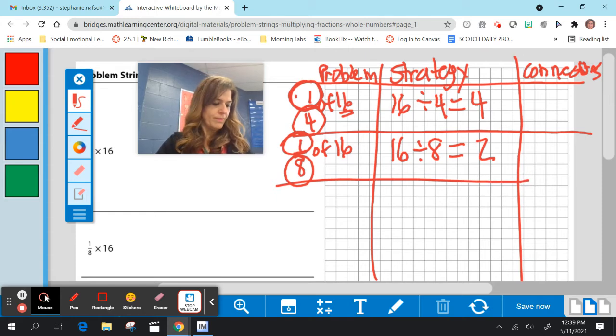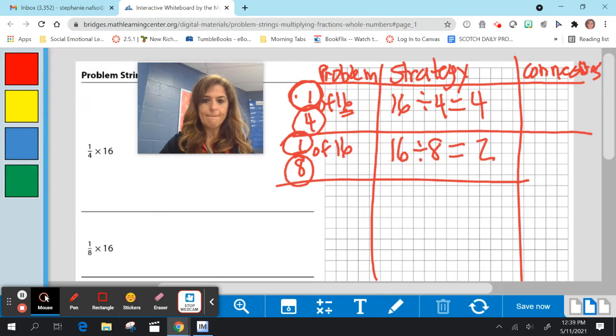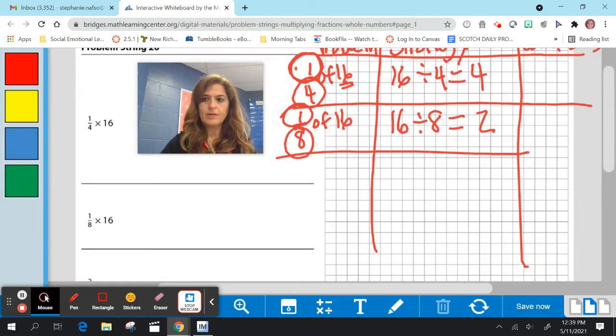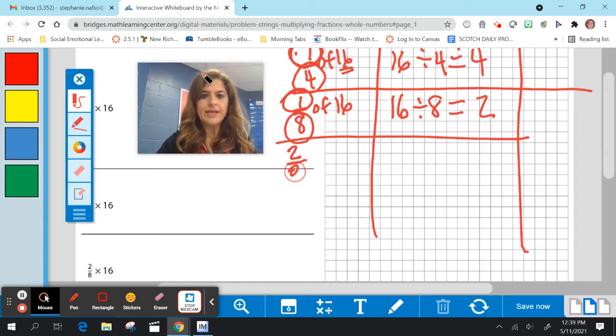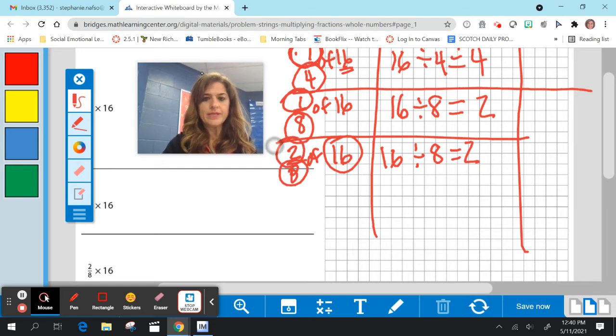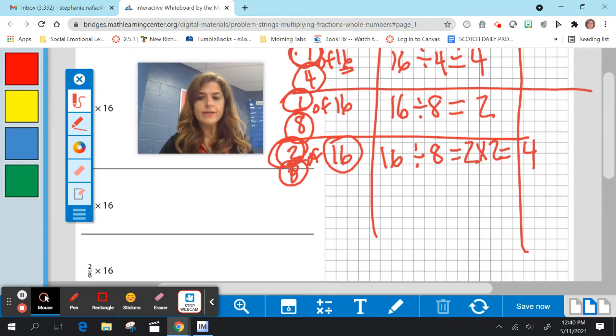The third problem is 2/8 of 16. That's actually perfect. 2/8 of 16. We found out the whole, 16, divided by the denominator 8 gives us 2. But because we need 2 units, it's 2 times 2. So 1/8 of 16 is 2, but 2/8 of 16 is like taking 2 parts of that 16.